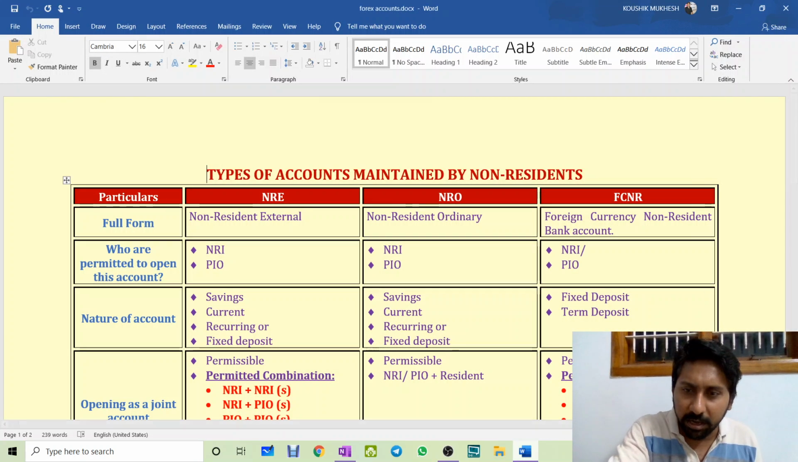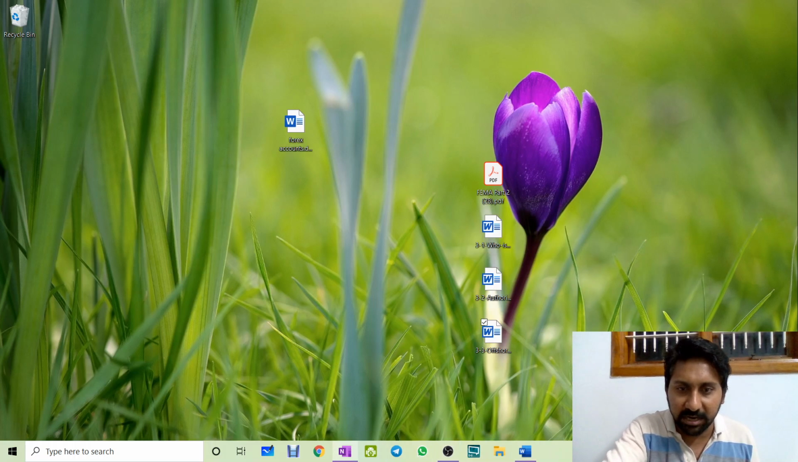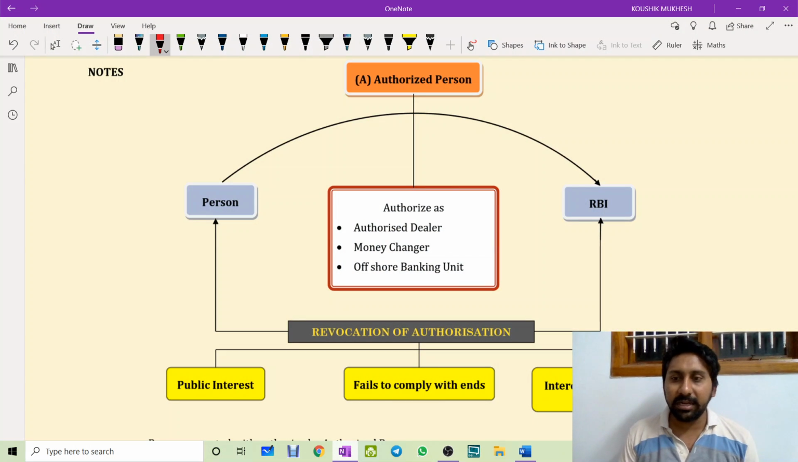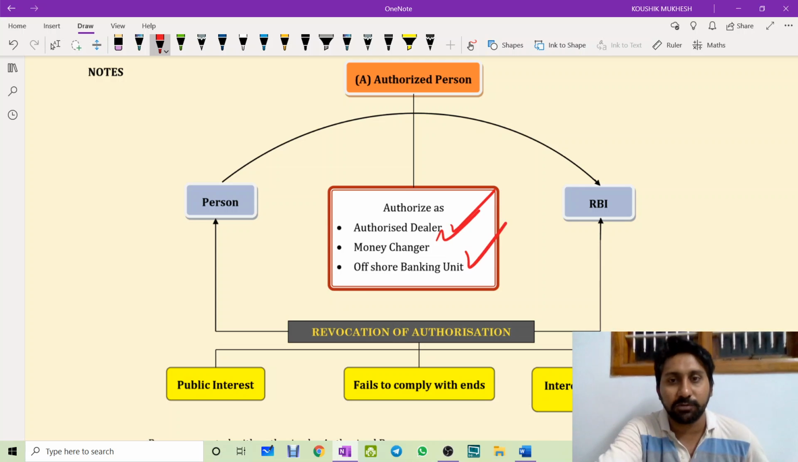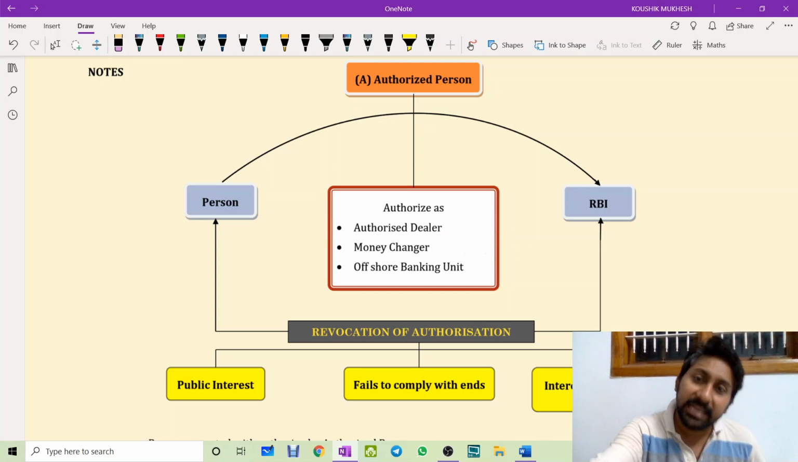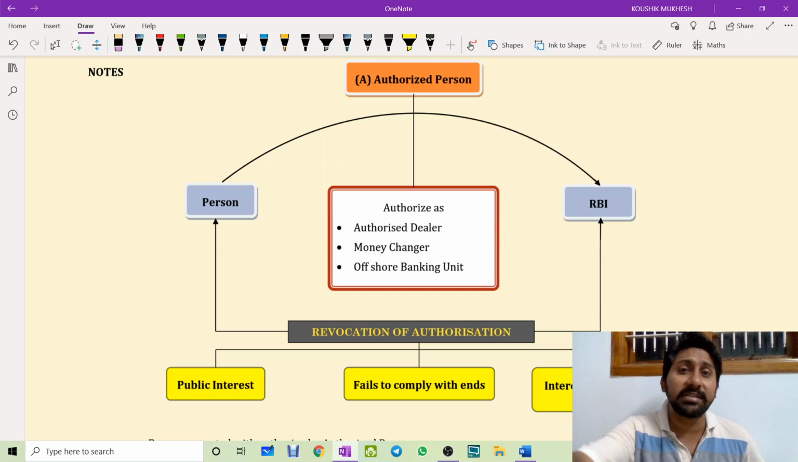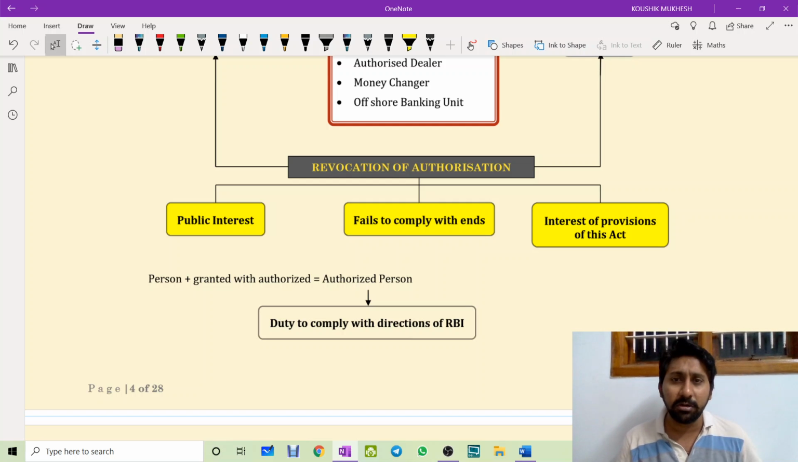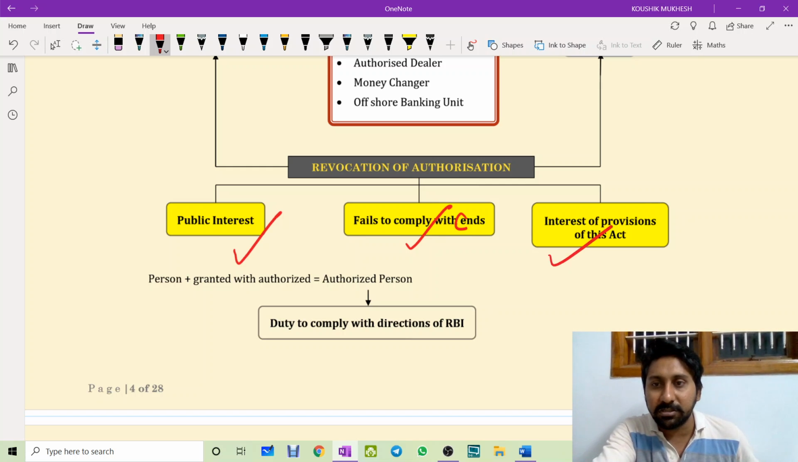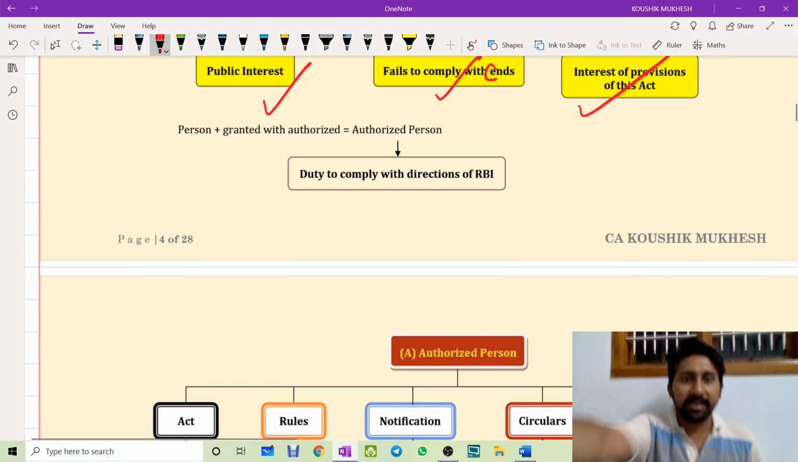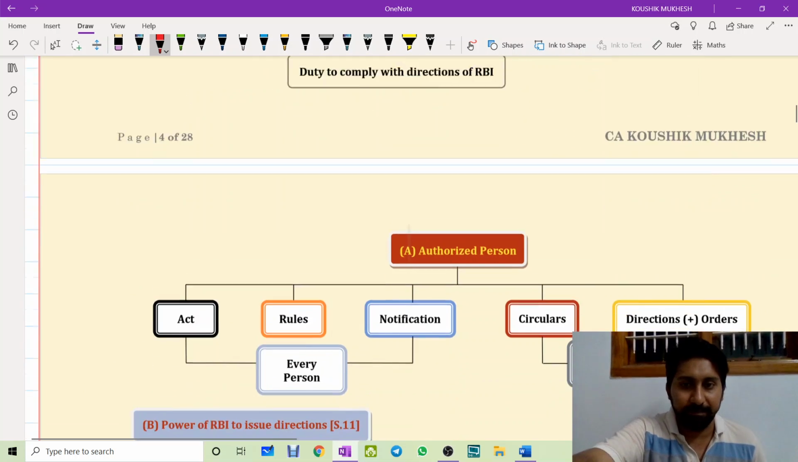So what we learned now, one thing we came to understand in this connection. First, an authorized person means a person who applies to RBI for getting authorization either as an AD1, AD2, AD3, money changer or offshore banking unit. Can the RBI give a license? Yes, it can authorize. Can it take back? Obviously, yes. If you do enough overaction, what will RBI do? It will revoke the authorization back, if it is required in public interest, or if you fail to comply with the conditions, not ends, it is conditions, and the provisions of the Act. A person granted authorization will be called an authorized person.